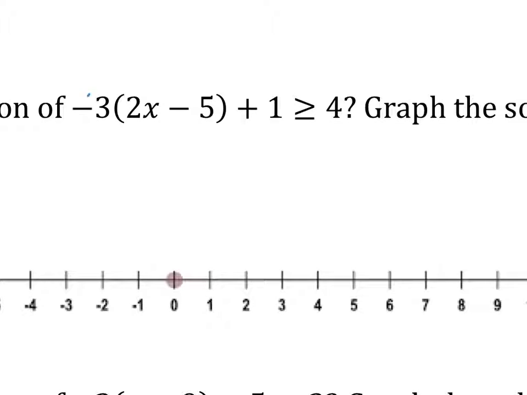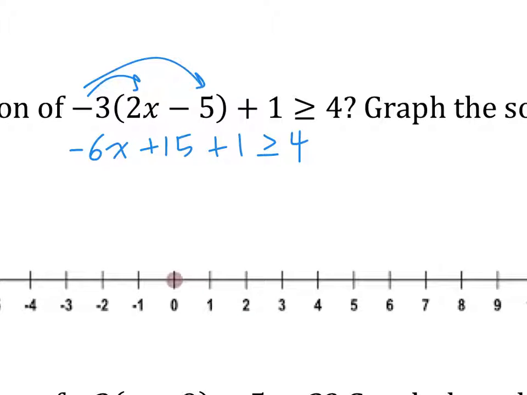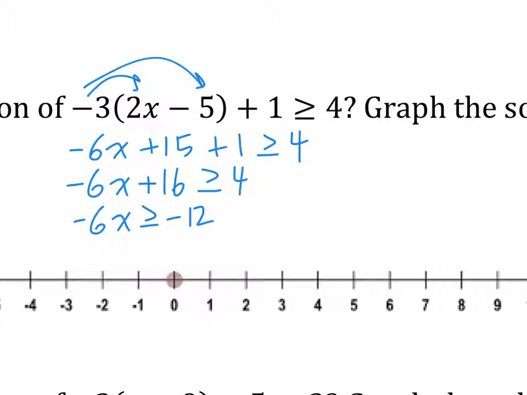Yep, distribute. So we're going to distribute. That's going to be negative 6x plus 15 plus 1 greater than or equal to 4. What's next? Add the like terms. So negative 6x plus 16 greater than or equal to 4. What's next? Okay, minus 16. So negative 6x is greater than or equal to minus 12. What's next?